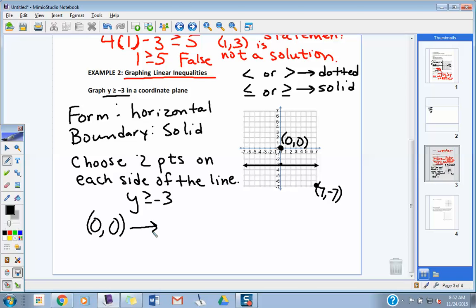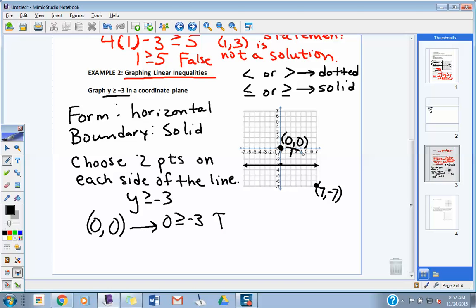help me out, guys. When I pick that point up here, 0 comma 0, top side of the line, if I plug the 0 in for y, this becomes 0 is greater than or equal to negative 3. Statement, a true statement or false statement? 0 is larger than negative 3, isn't it? So true that. This point makes the inequality true.